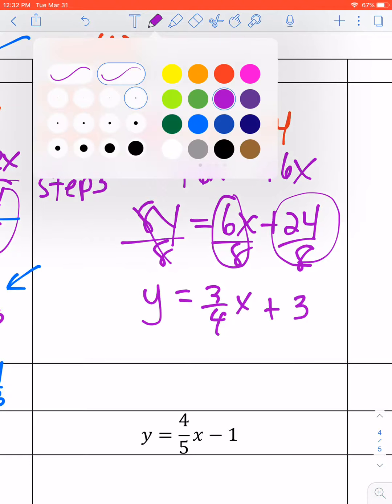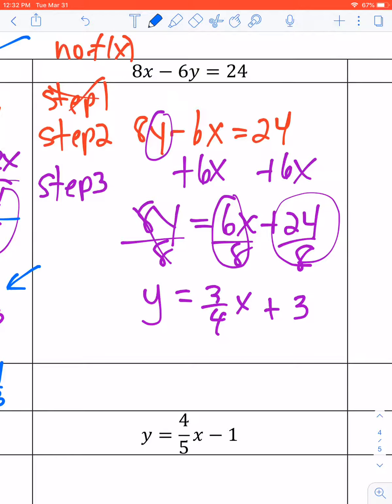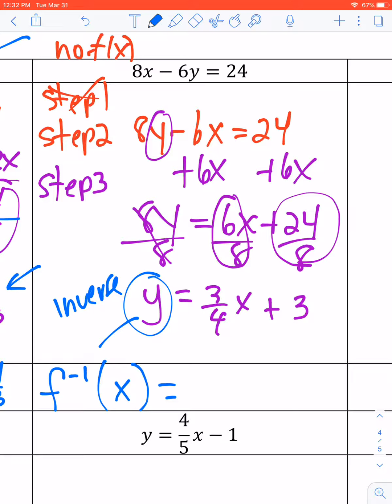Feel free to use a calculator. And for my final answer, I change this y because this is my inverse function. I denote it using math symbols by f to the negative 1 of x is equal to 3/4 x plus 3.